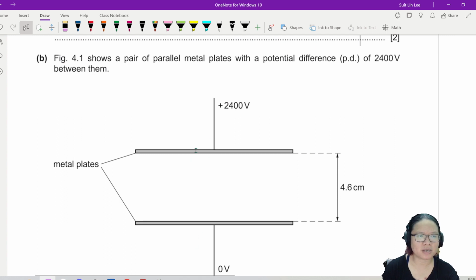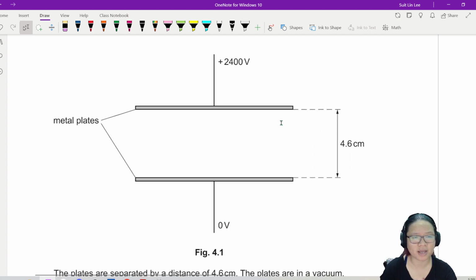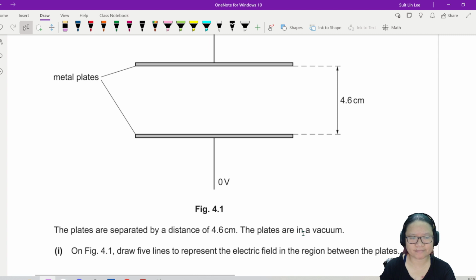So here is a pair of parallel metal plates. It shows 2400 volt up here, 0 volt down here, and the gap is 4.6 in. The plates are separated, and the plates are in vacuum. On the diagram, draw 5 lines to represent the electric field between the plates, for 3 marks.